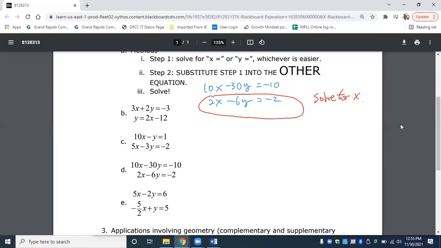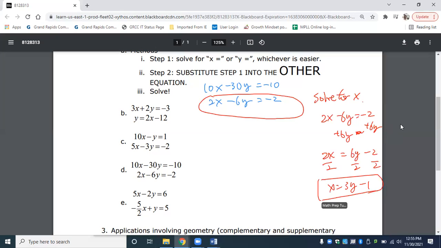I think x is better because I can divide everything by 2 and avoid a fraction. So I have 2x minus 6y equals -2. If I add 6y to both sides, I get 2x equals 6y minus 2. Now divide everything by 2. I get x equals 3y minus 1. And this is not too bad, I don't have fractions. So from here, again, plug into the other equation.